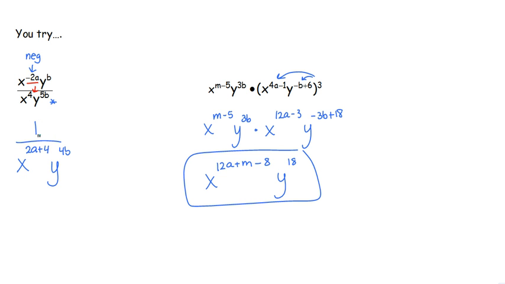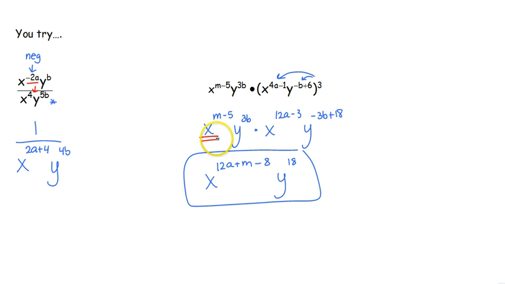And our last one, we know we get rid of our parentheses first, so we distribute our 3 in. Multiplying exponents because it's a power to a power. 4 times 3 is 12a. A negative 1 times 3 is a negative 3. Negative b times 3 is a negative 3b. 6 times 3, positive 18.